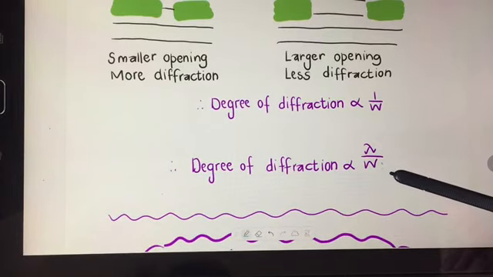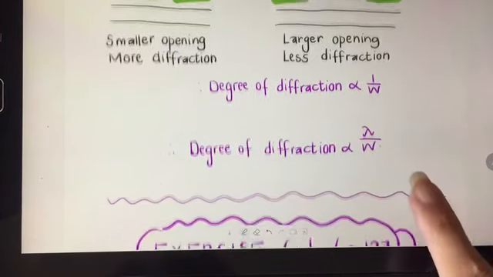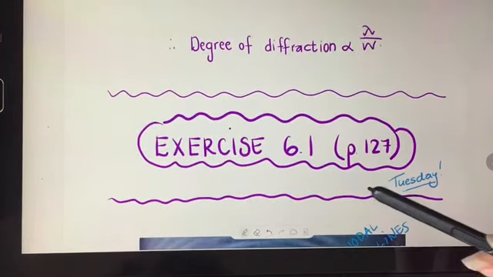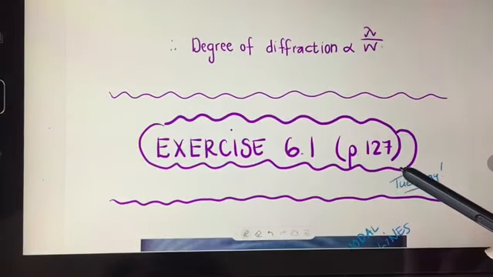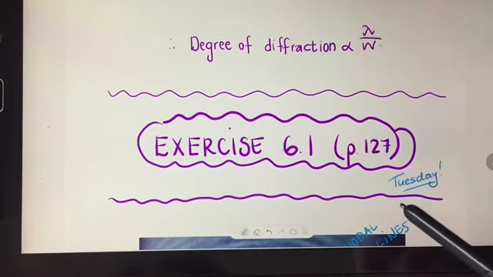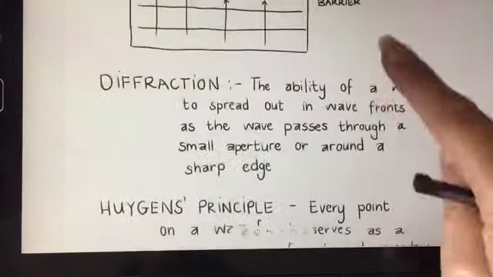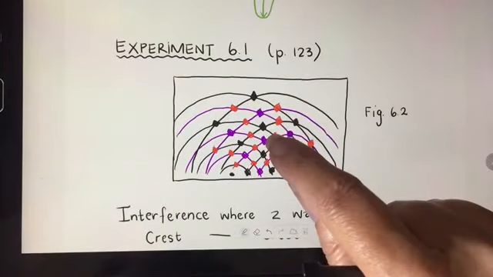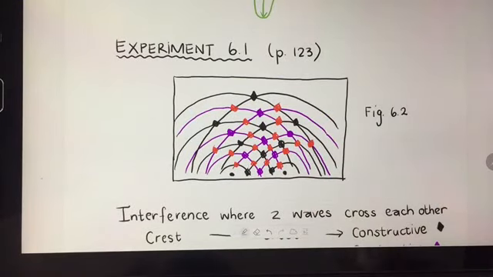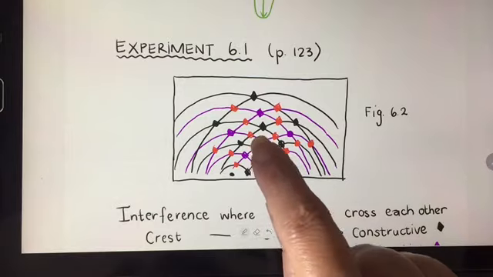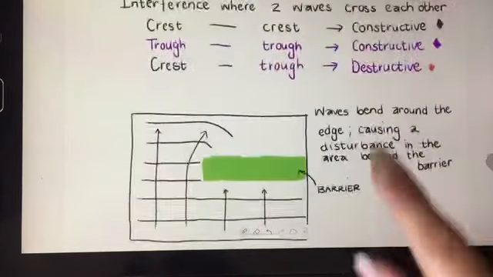Right, ladies, what you can do for me is exercise 6.1 on page 127. Use the colors like I did in my diagram. In other words, this one over here. Instead of using the colors as they've done in the textbook, I think this makes a little bit more sense.